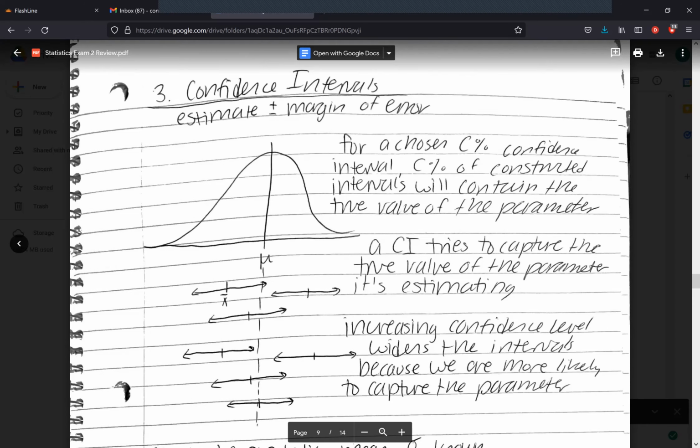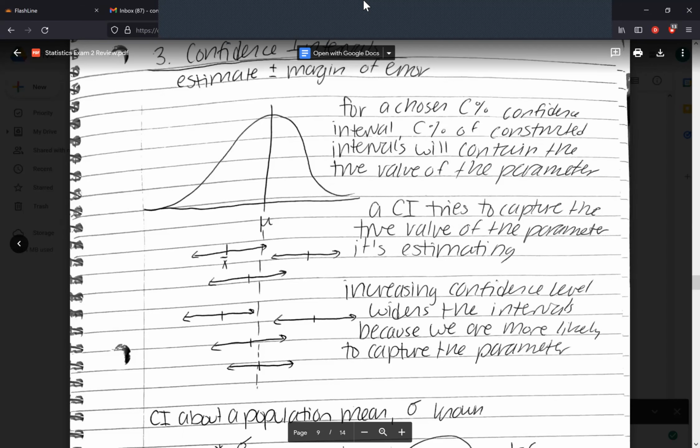The third topic is confidence intervals. The basic formula for confidence intervals is the estimate plus or minus the margin of error. And I've drawn an example. Well, it's not really an example because this is something that's kind of impossible to see in real life. But just a picture that comes from the book that might help you understand what's going on more.